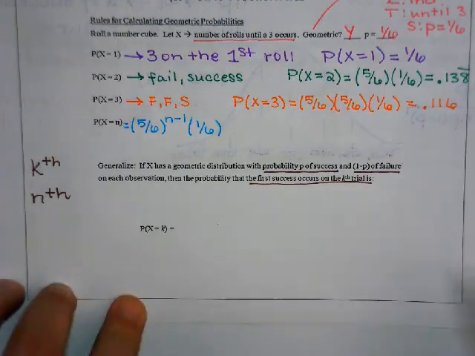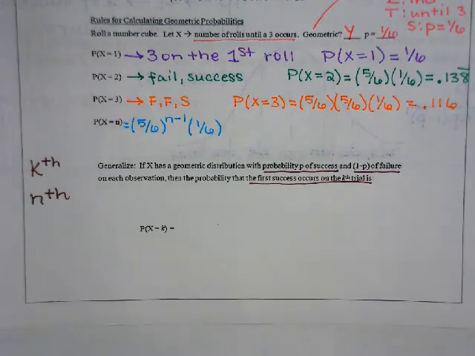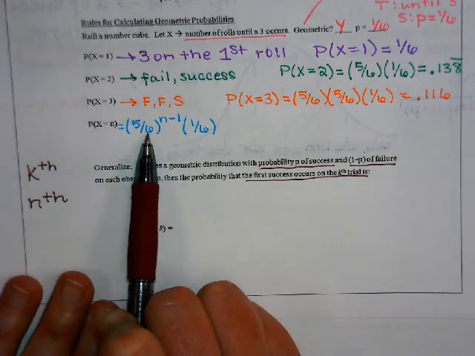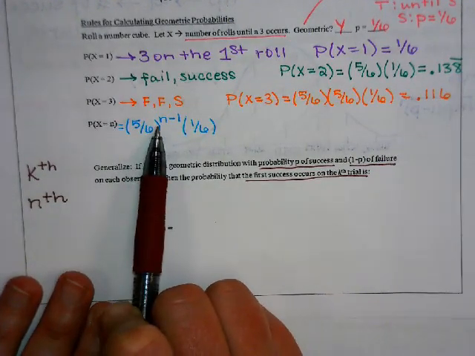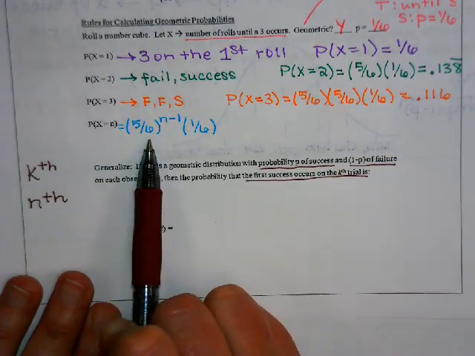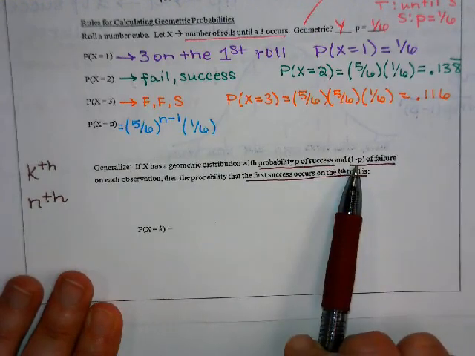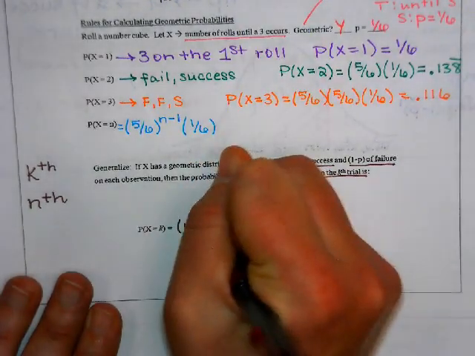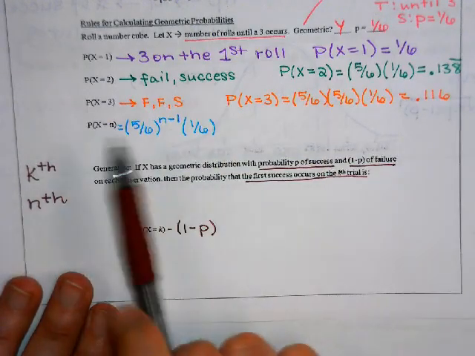Quiet back down. Notice that we have our probability of failure, which we're going to use 1 minus P. Then we had the number of trials minus 1.